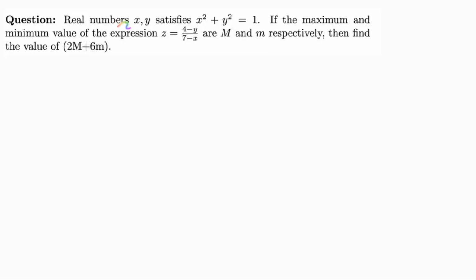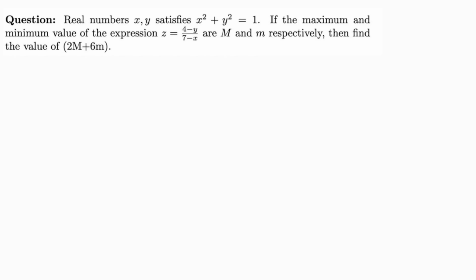Real numbers x, y satisfy x squared plus y squared equals 1. X squared plus y squared equals 1 is a circle with center (0, 0) and radius 1. X, y satisfy this equation. That means (x, y) is a point on the circle. That is our first understanding.